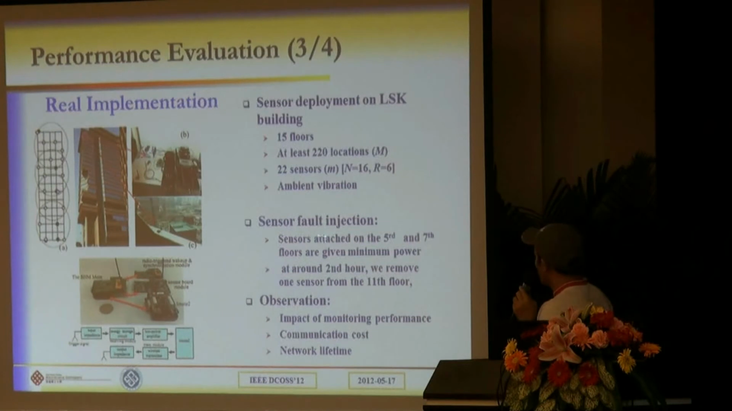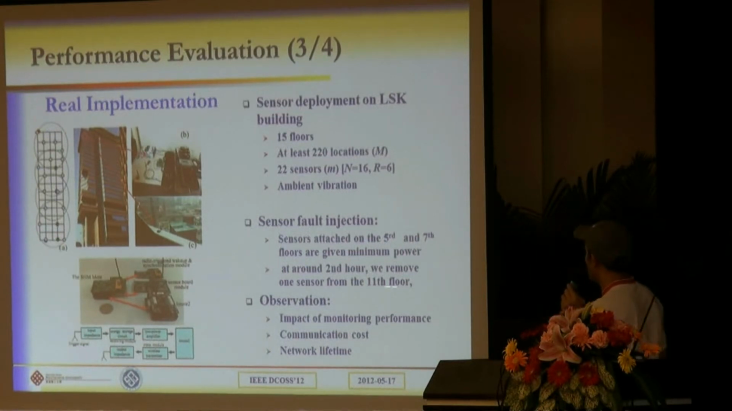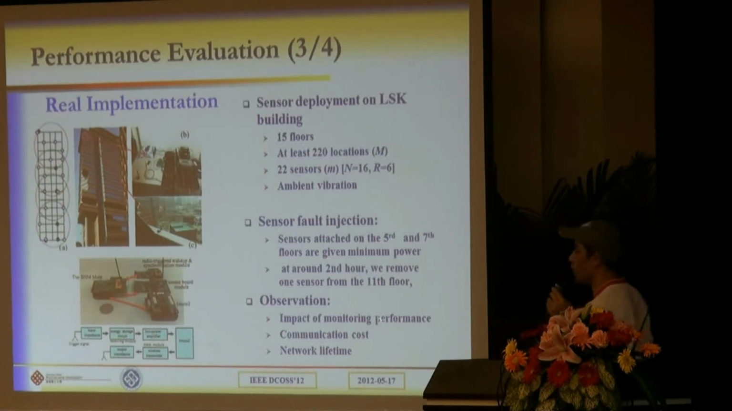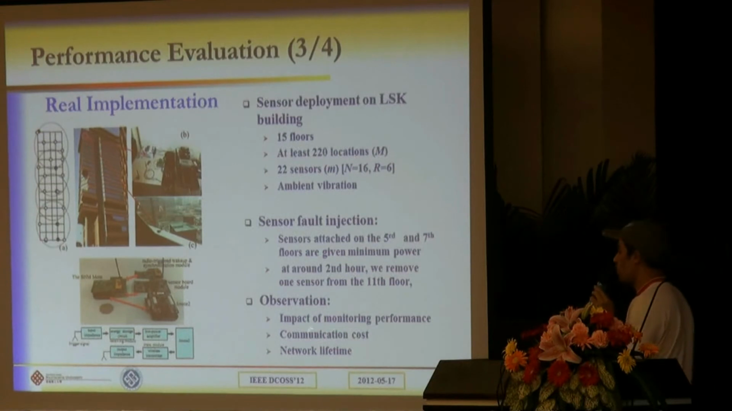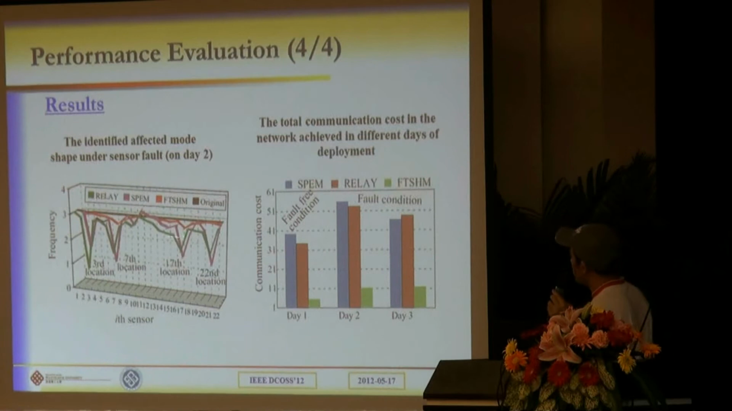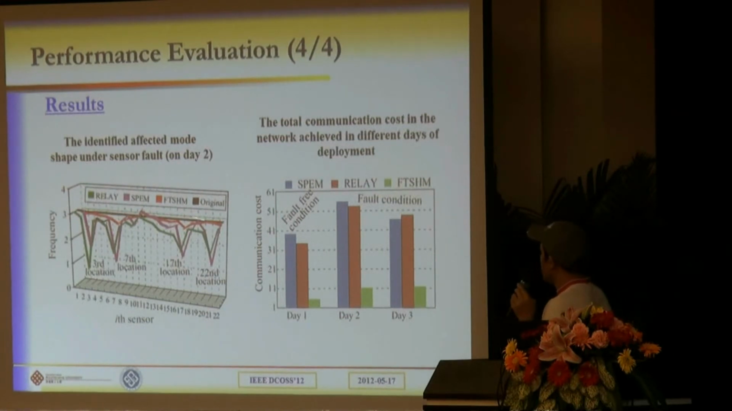So we inject some faults at the 5th and 7th floor. The sensors are given minimum power, and on the 2nd floor, after 1 hour, the sensor is removed from the network. We want to see whether the network can still provide the monitoring and what the communication cost for the network is. So here we can see this is the baseline result, the original result.